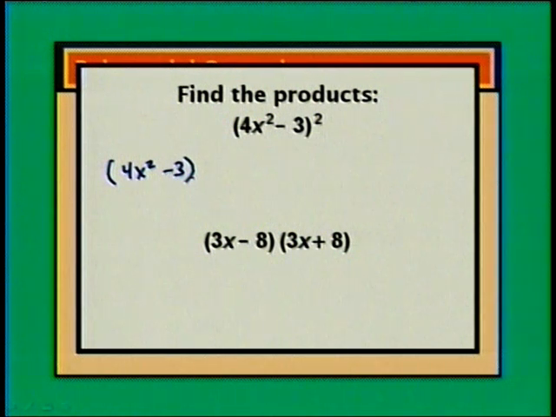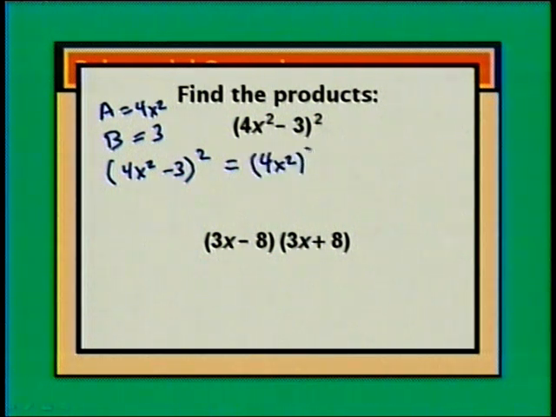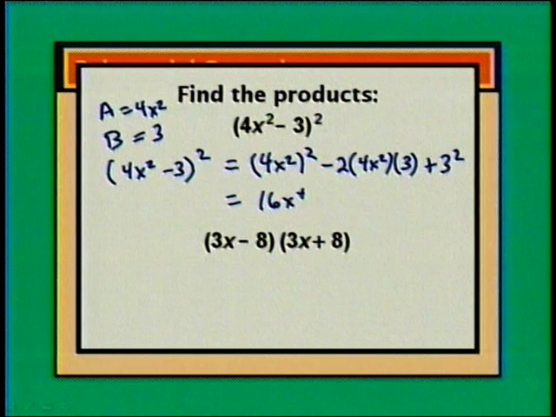Well, in the pattern on the last screen, our a value is going to be 4x squared, and our b value, that's what's being subtracted, is 3. So according to our pattern, 4x squared minus 3 quantity squared is a squared, so that's 4x squared squared, minus 2 times a times b, plus b squared. So simplifying, I have 16x to the fourth minus 24x squared plus 9.